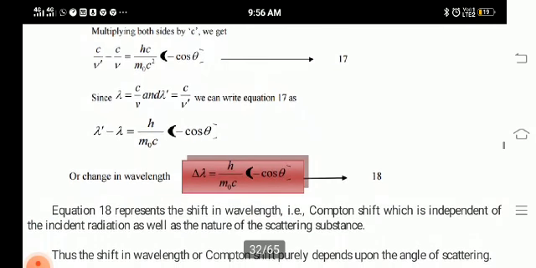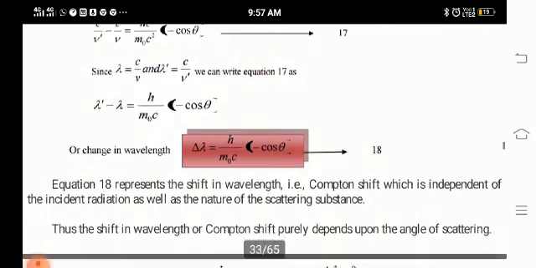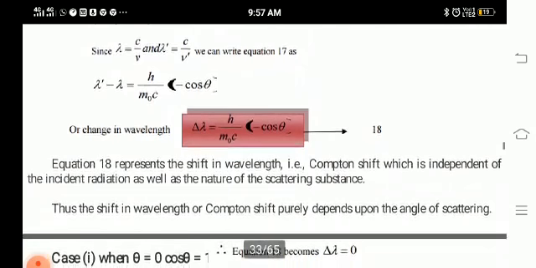This above equation, that is equation number 18, represents the shift in wavelength, that is the Compton shift, which is independent of the incident radiation.